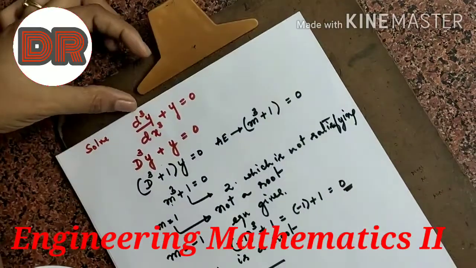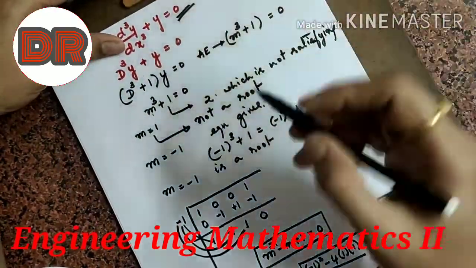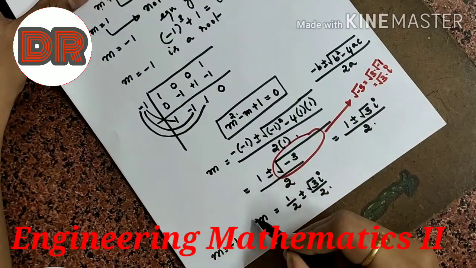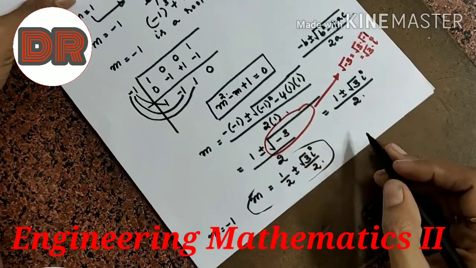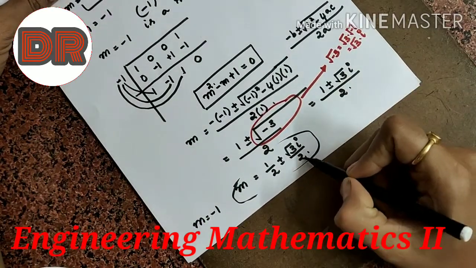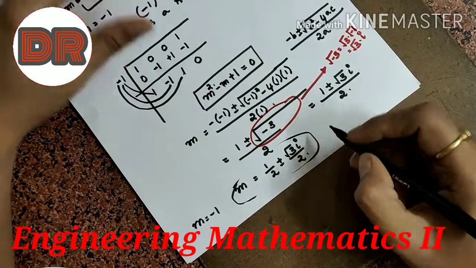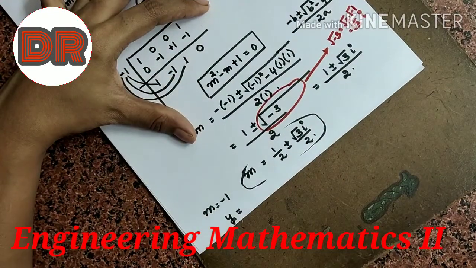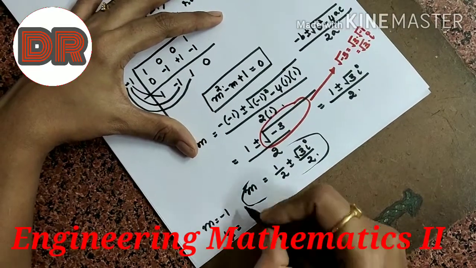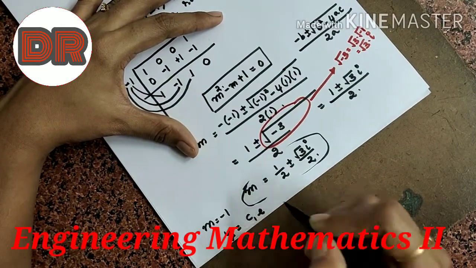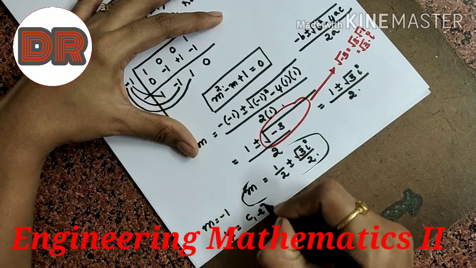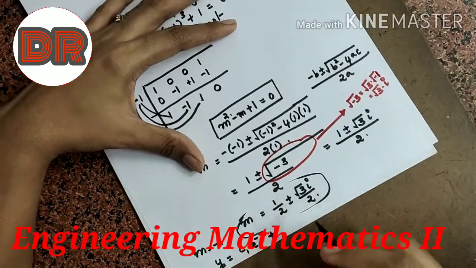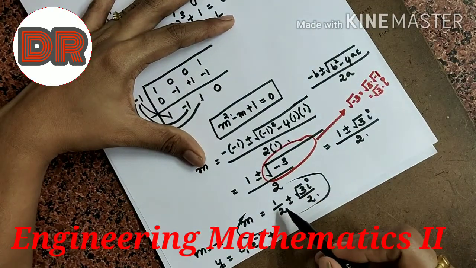So for this equation we have 3 roots. One is m is equal to minus 1 and we have a pair of complex roots, that is half plus or minus root 3i by 2. So the solution will be, let me write the solution here itself. y is equal to, first is the real root. So we write c1 e to the power minus 1x, that is minus x, plus the other two roots are a pair of complex roots.